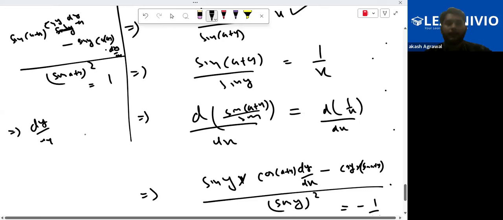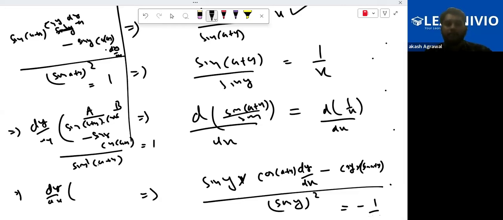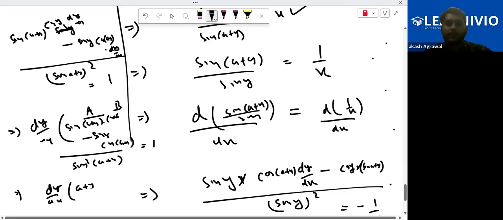Take dy/dx common: sin(a+y) cos y minus sin y cos(a+y) intact, which is equal to 1 divided by sin²(a+y). If I say this is capital A and this is B, then sin A cos B minus sin B cos A is sin(A minus B). Okay, so sin((a+y) minus y) whole divided by sin²(a+y), which equals 1.